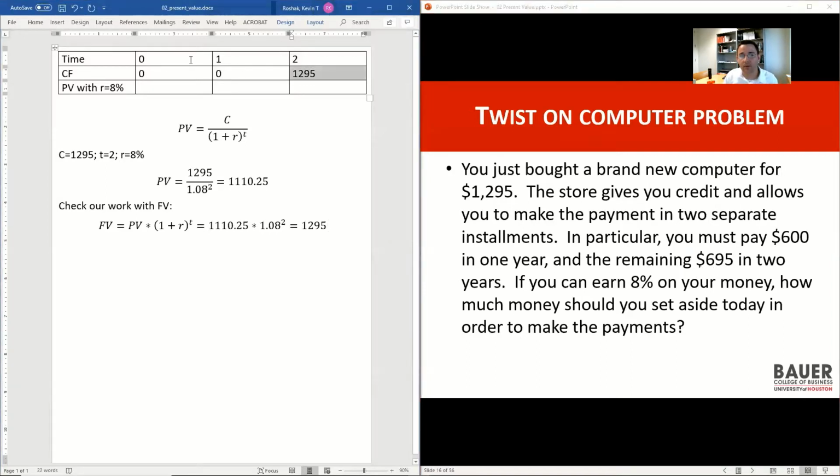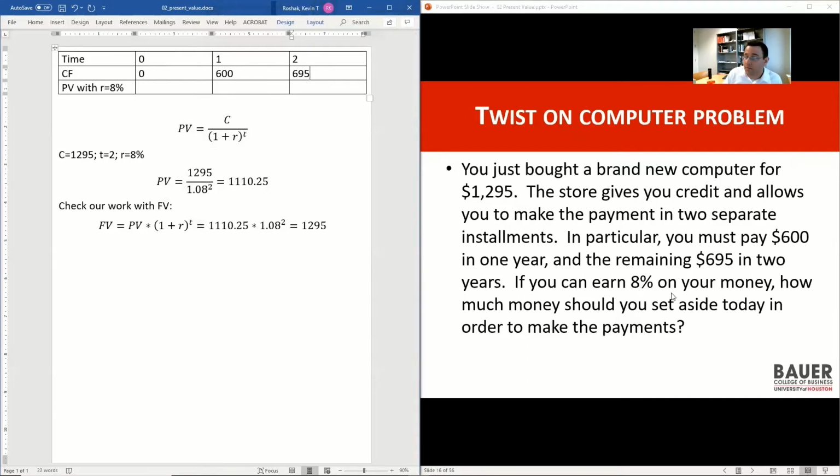Okay, so if we go back to our original table, we can revise it. At time 0, still you don't have to make any payment today. But at time 1, now you do. Best Buy is being a little bit more strict in their payment. So you have to pay $600 at time 1, and then $695 at time 2. So Best Buy is being a little bit less generous. You can't put everything off to time 2. You have to make a little bit of a payment at time 1. Okay. Everything else is the same, though.